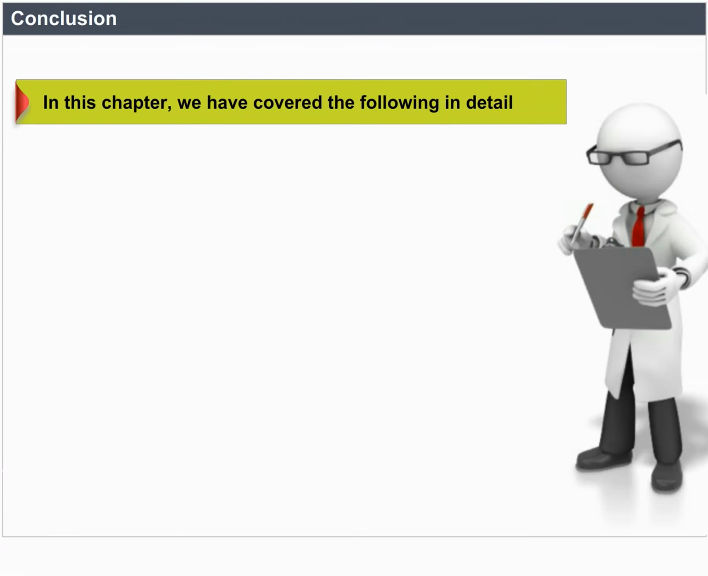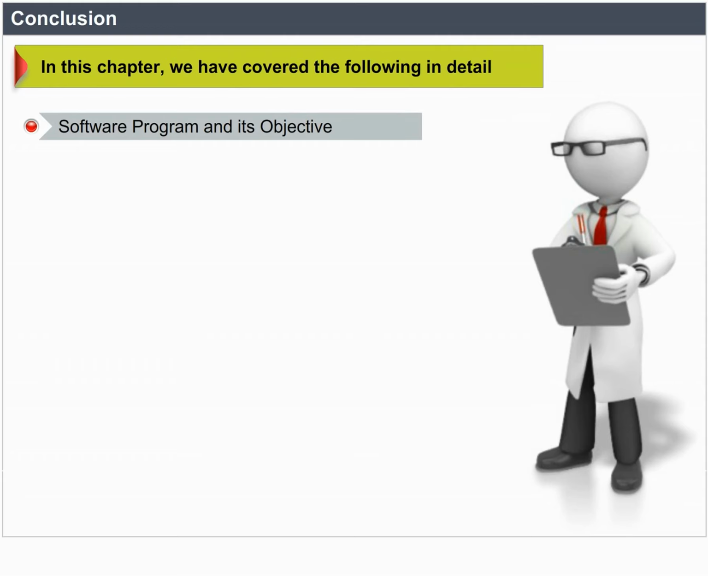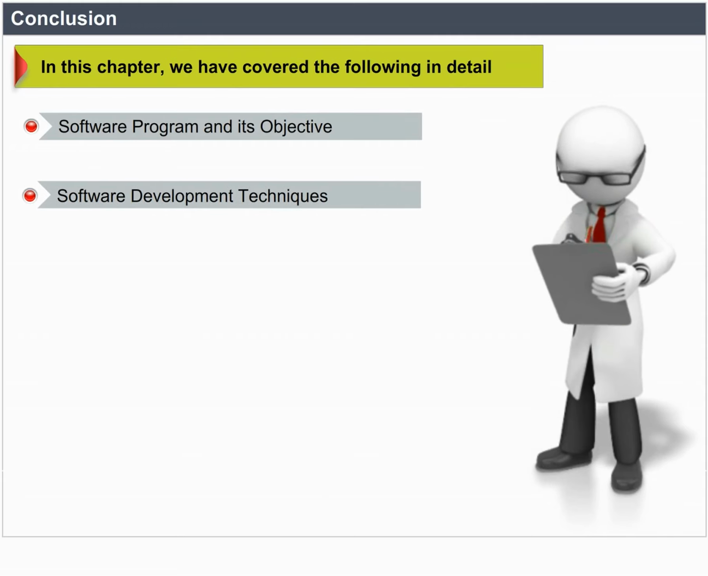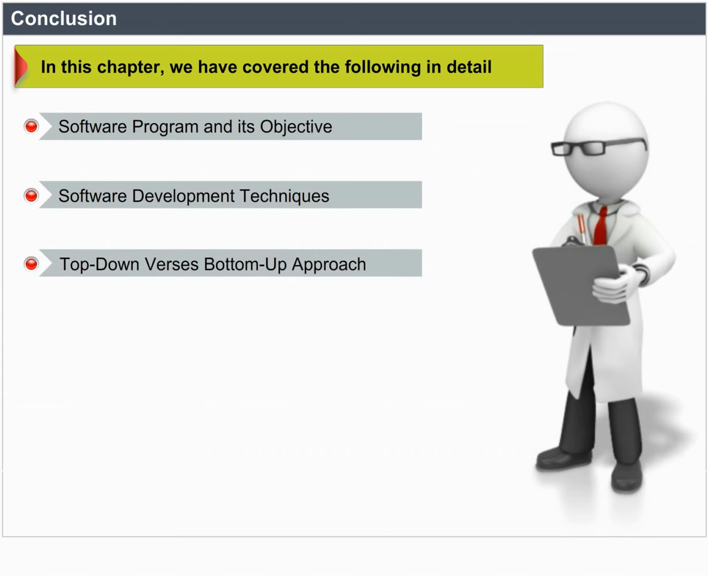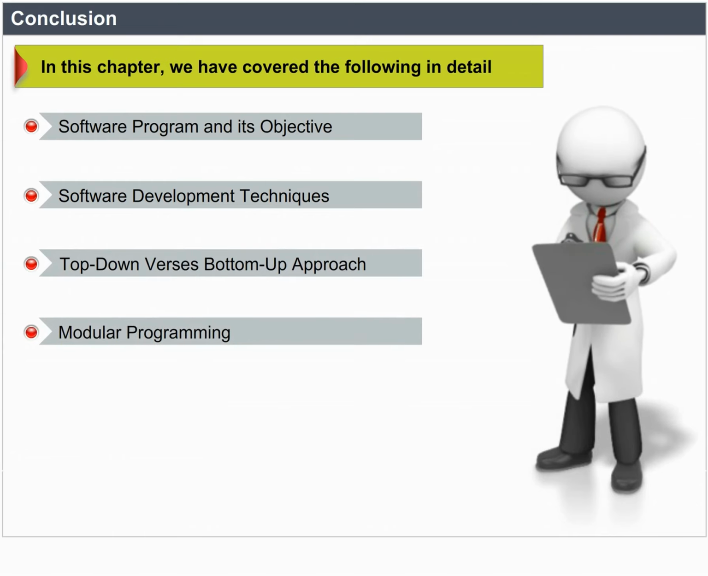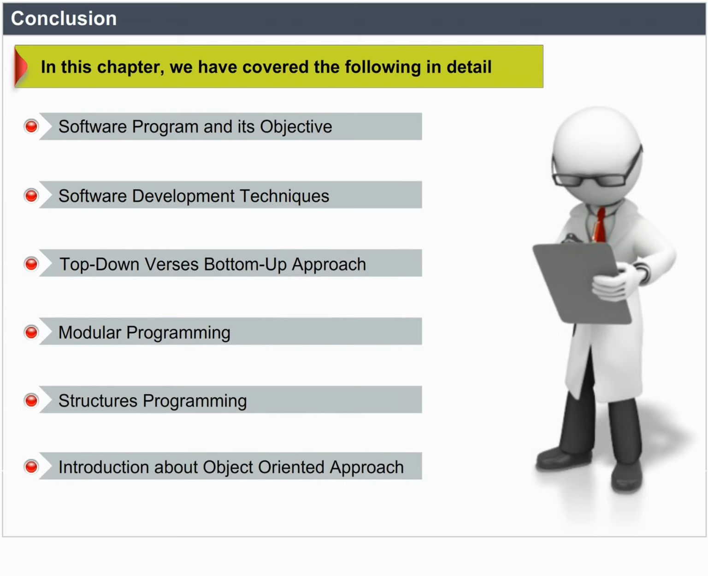Conclusion. In this chapter, we have covered the following in detail: software program and its objective, software development techniques, top-down versus bottom-up approach, modular programming, structured programming, and an introduction to the object-oriented approach.